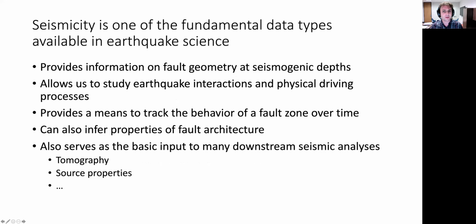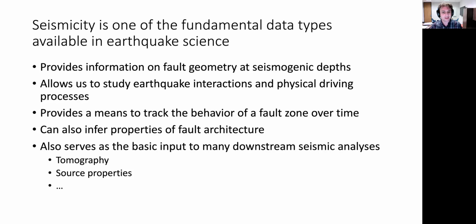So seismicity is one of the fundamental data types that we have available to us in earthquake science. It's not a raw form of data, but it is a data product, and it provides all sorts of useful information on fault geometry, particularly at seismic depths, which is very difficult to get otherwise. It allows us to study the interactions between earthquakes, as well as the physical processes that are driving these interactions.